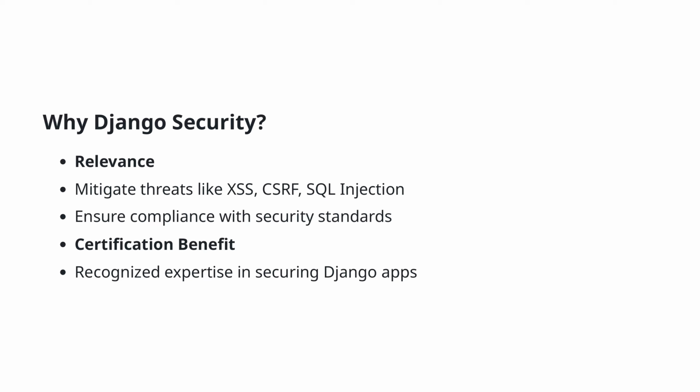Let's discuss the importance of Django security. First, considering its relevance, securing your Django application is crucial to mitigating threats such as cross-site scripting, XSS, cross-site request forgery, CSRF, and SQL injection. Addressing these common vulnerabilities is key to protecting your application and maintaining user trust. Beyond threat mitigation, ensuring compliance with security standards is another significant factor. Adhering to best practices and industry standards not only bolsters your app's security, but also adds credibility and reliability to your development practices.